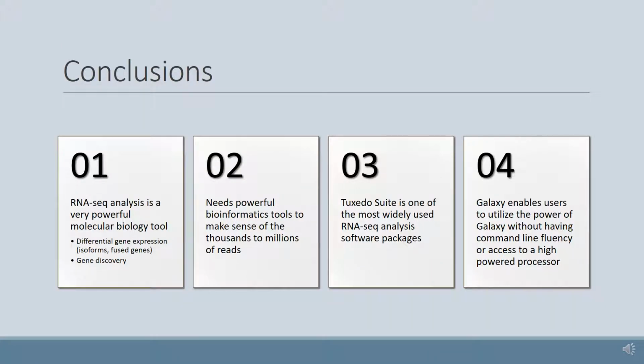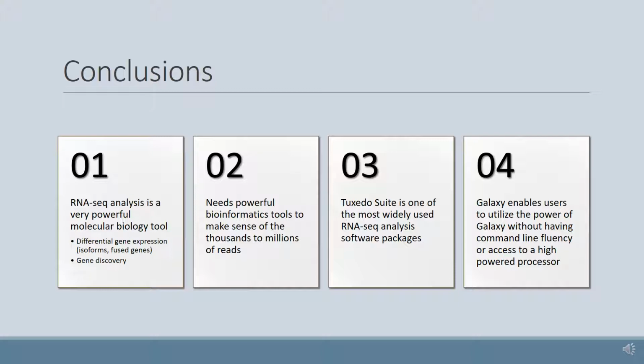So in conclusion, RNA-seq analysis is a very powerful tool for molecular biology. It provides powerful insights into how genes are being expressed at different times. We can use it to find new genes. We can try to figure out why in one person this gene is being overexpressed as compared to a different person. We can really try to figure out what is going on in a live person as compared to the static genetic sequencing.